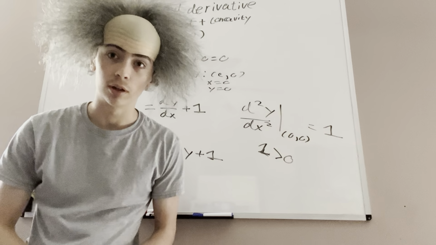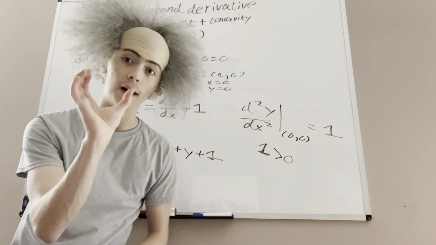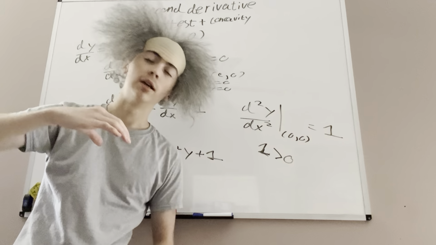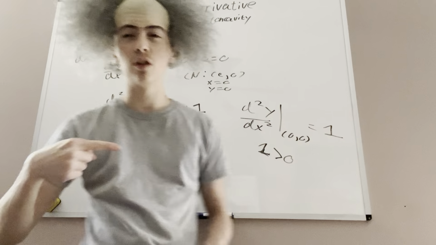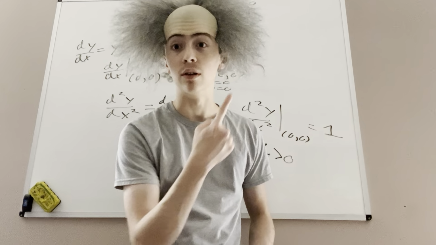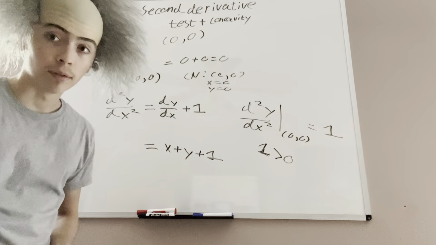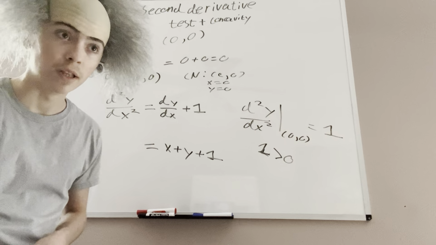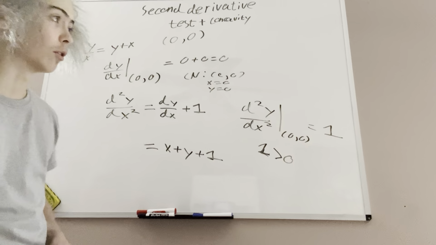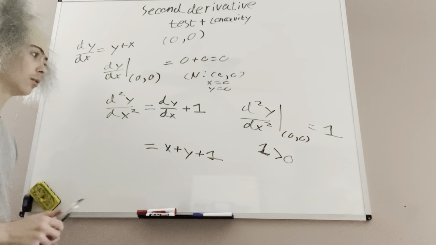Now, if you remember conditions for concavity, if your second derivative is positive, you're concave up, right? If your second derivative is negative, you're concave down. Because what concave up means is your slope is increasing. Your function is going to be increasing at an increasing rate, right? So our second derivative is 1, which is a positive value, which means our derivative is going to be increasing, which means our function is going to be concave up, right?